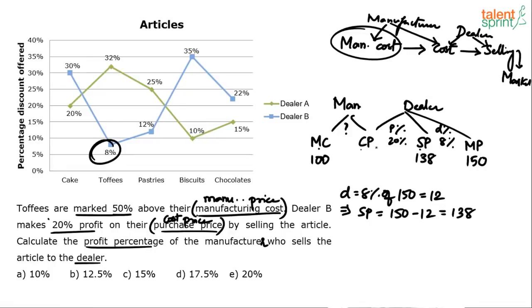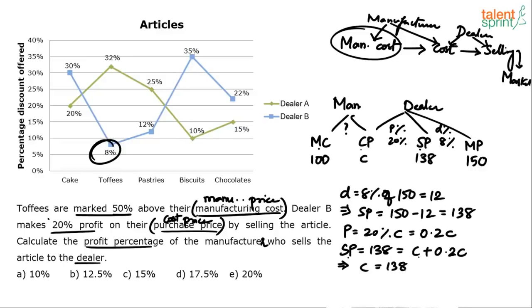Now we have to find the cost price. See, I know that the profit is 20%. Let's assume the cost price is C. Profit is equal to 20% of C, which is 0.2 C. Selling price SP is equal to 138. This 138 is cost price plus 20% of cost price, which is 0.2 C. Selling price is equal to cost price plus profit. So basically, C comes out to be 138 divided by 1.2. Yes or no?